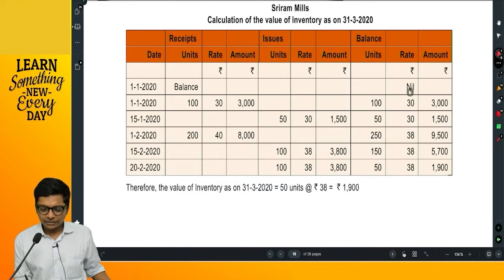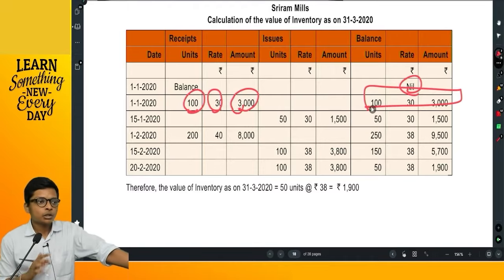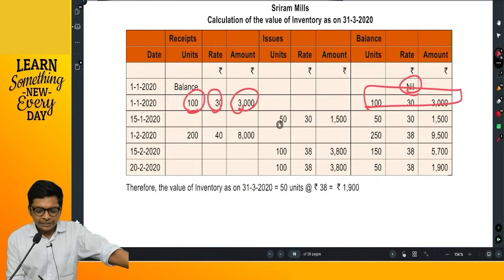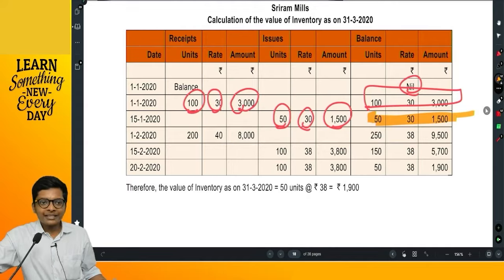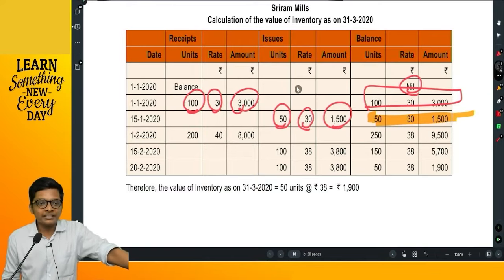Okay, opening balance nil. I purchased 100 at 30, so amount is 3000, so total is 3000. Any change in this? No. Next, issuing how much? 50. Same, copy paste. Issued how much? 50 at the price of 30, 1500. So balance is 50, 30. Now only the next thing comes. From the next step only my solution will change.